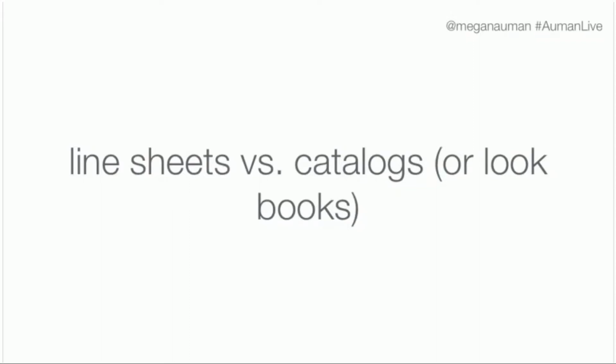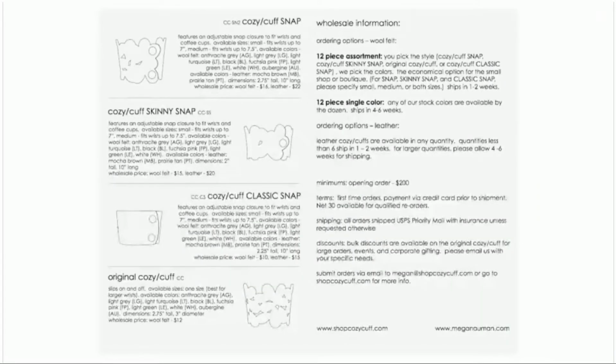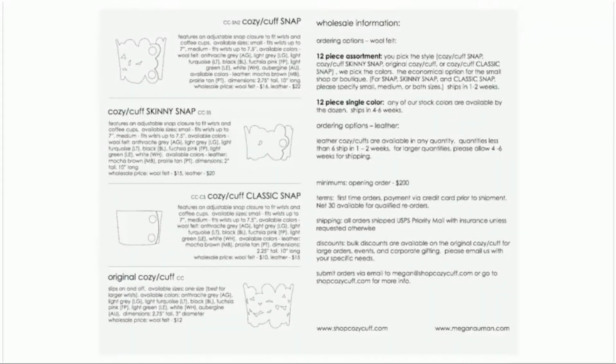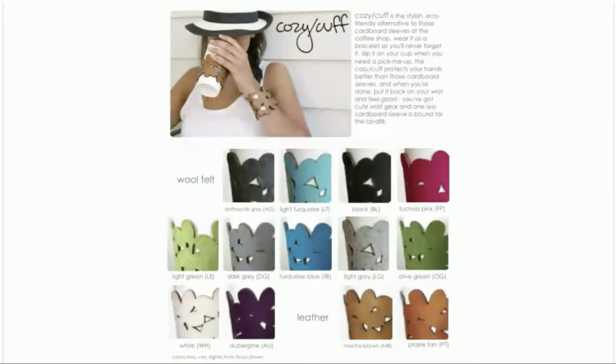So typically, historically, why it was called a line sheet is very simple. It had line drawings of product. That was the original iteration of a line sheet, and that's why it's called that. This is the line sheet for a product that I don't make anymore called the Cozy Cuff. My entire line sheet was literally this one page with line drawings, and then a second page, which was just color and material options. So that's kind of the origin, and that's a very, very basic line sheet.